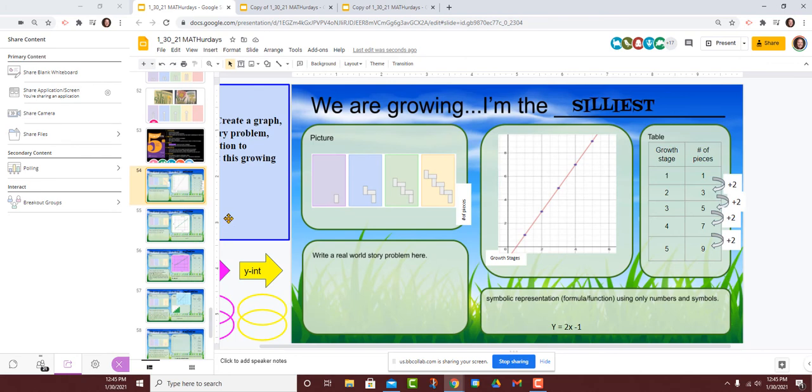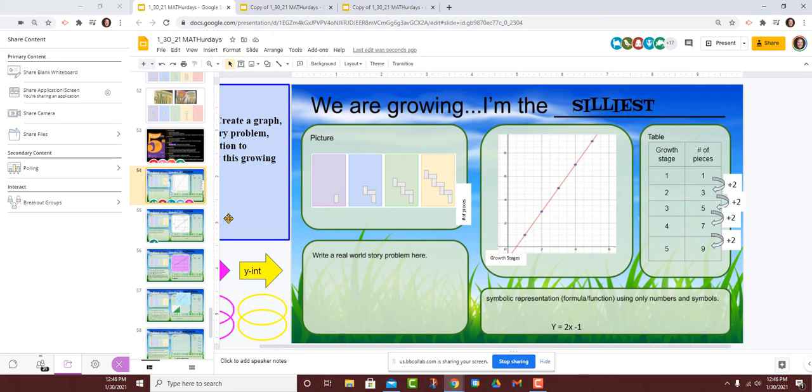I'm on slide 54. And if I could get this group to talk to us about how much the grass is growing. What did you notice in terms of the growth? It was increasing by 2. And did it start with any pieces at all? Started with 1.